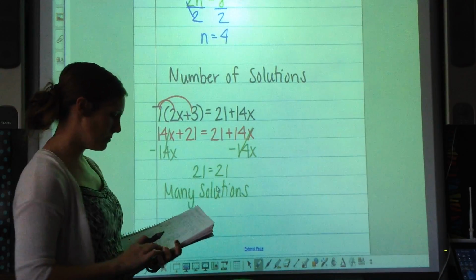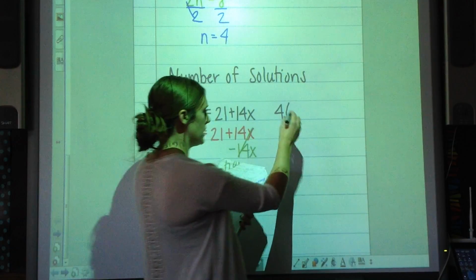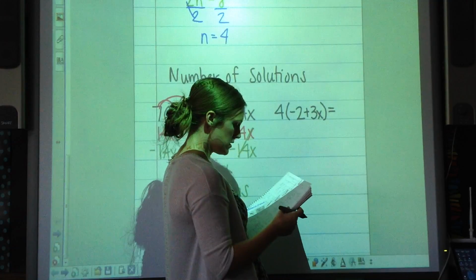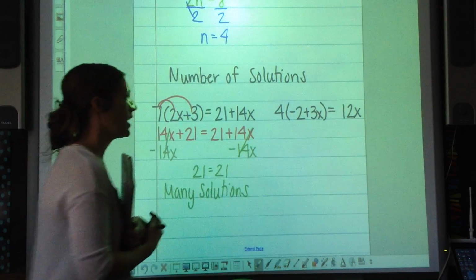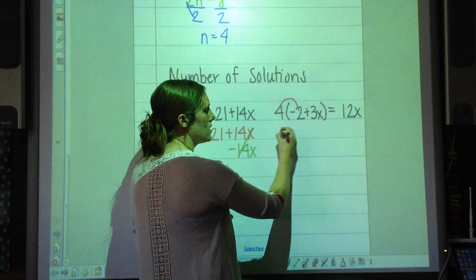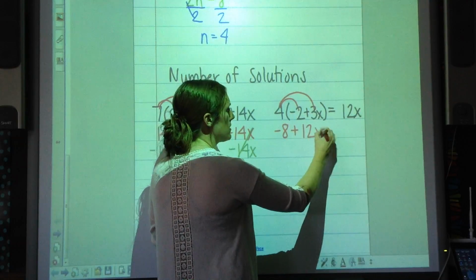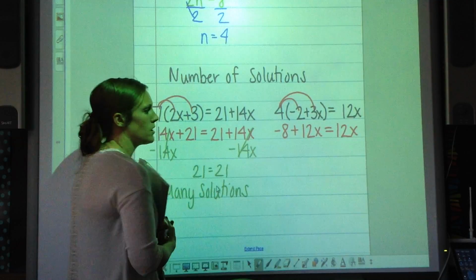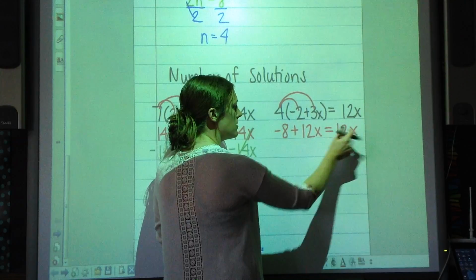The opposite would be this. 4 times the quantity negative 2 plus 3x equals 12x. I need to solve the distributive property on the left side. 4 times negative 2 is negative 8, and 4 times 3x is 12x. Okay, I'm going to collect the variables. I'm going to collect them on the right side this time because there's not another term here.